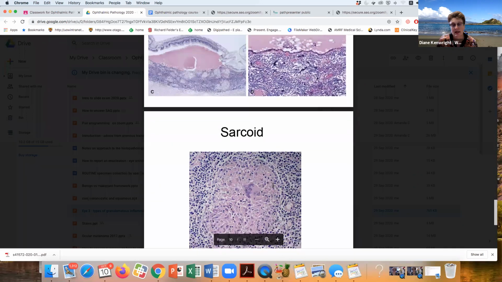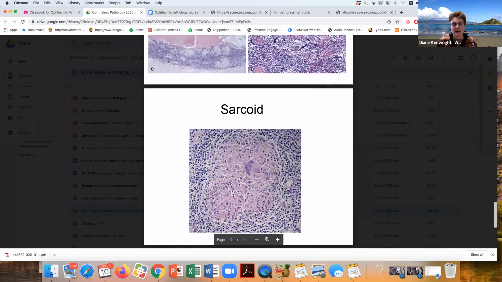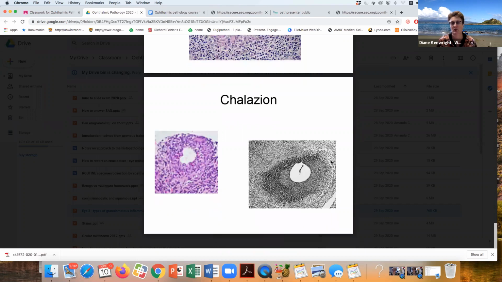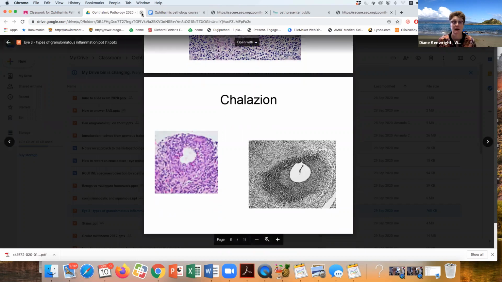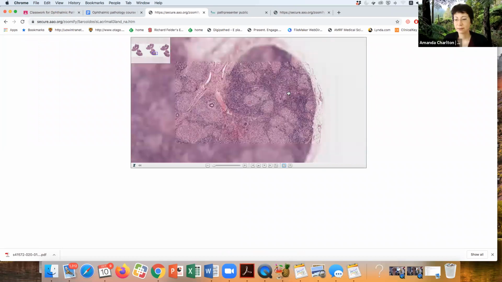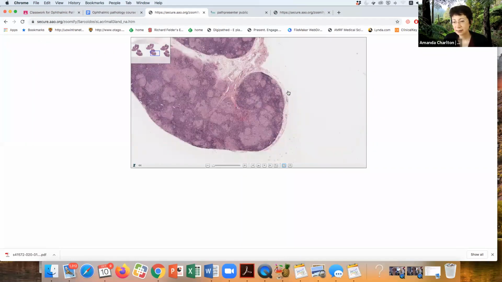This is a typical naked sarcoid granuloma that we've just been seeing. This is a chalazion. This is such a bad picture. Usually they have this big blob of meibomian lipid in the middle, surrounded by the granulomatous reaction. Okay, so that was a very quick expedition into granulomas. That's the difference between necrotizing and non-necrotizing and caseating.